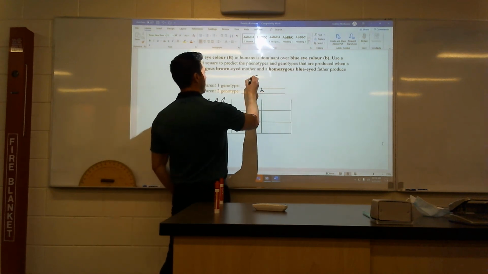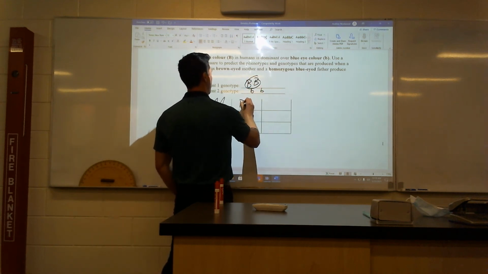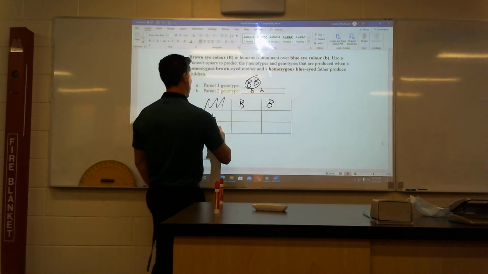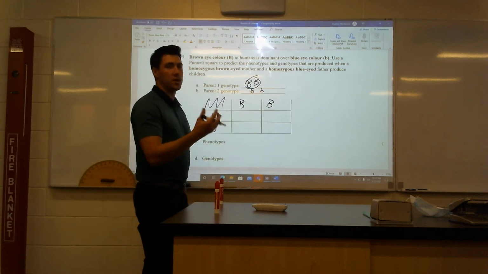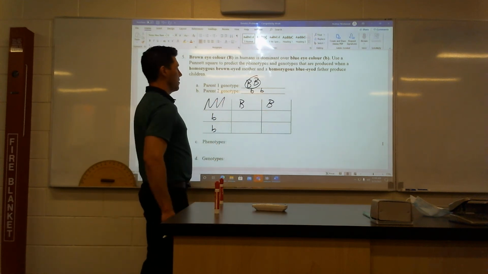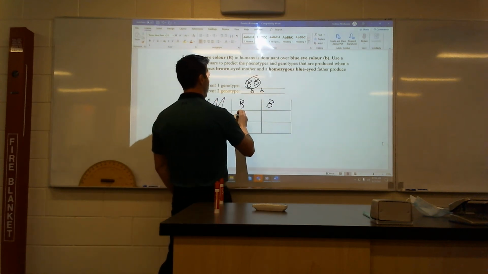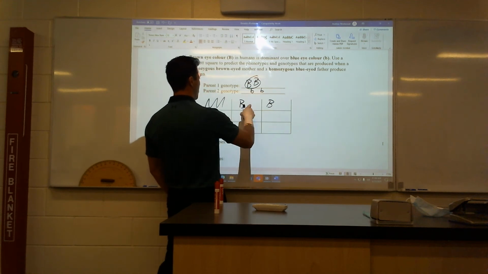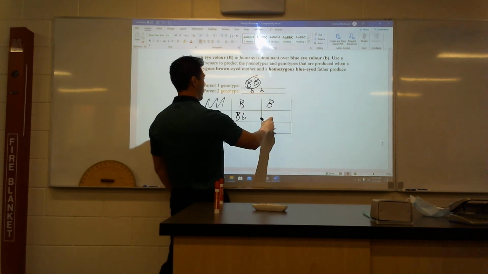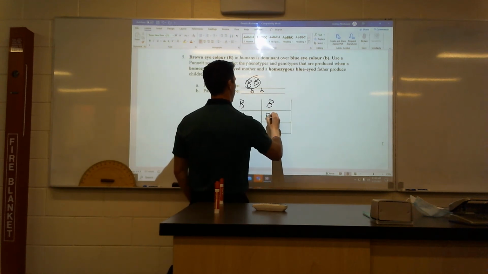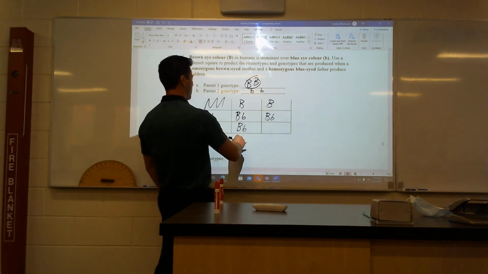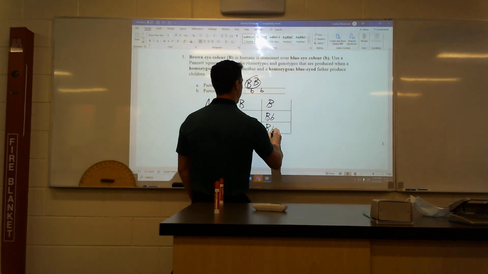So let's split this up. On the top, a big B and a big B. Mom goes here, little b, little b. Let's see what the actual kids could be. So dad is big B, brown eyes. Mom is blue eyes. So in this box, I can get a big B and a little b. This box, I can get a big B and a little b. Same here, big B, little b, going here, and same thing. So they're all exactly the same.